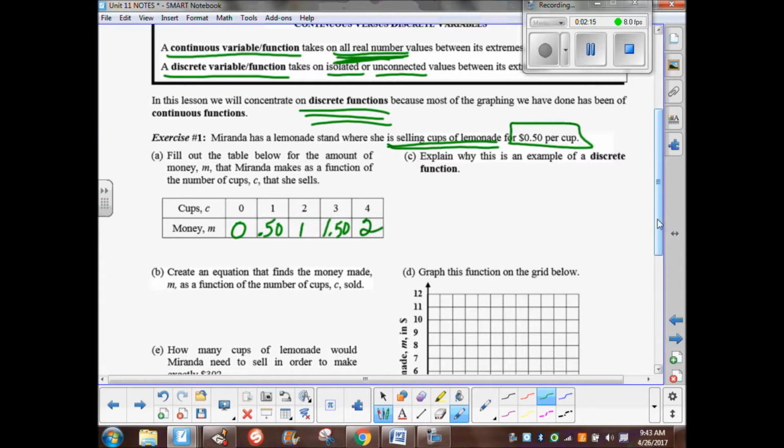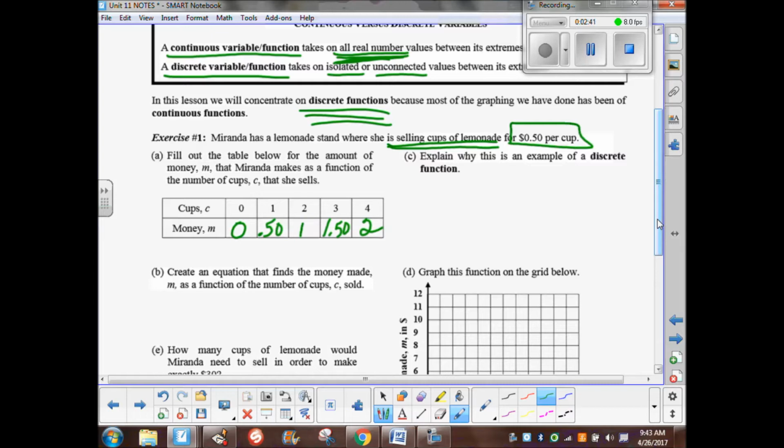Is she ever going to make $1.75? No, because they're charging how much per cup? 50 cents. We're not talking about if somebody gives her a tip or if somebody shortchanges her. We're talking about straight up 50 cents a cup. Explain why this is an example of a discrete function.